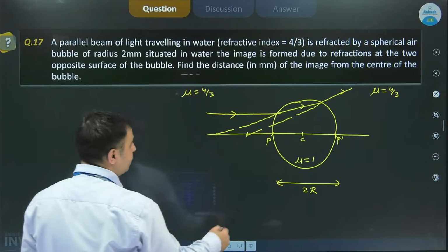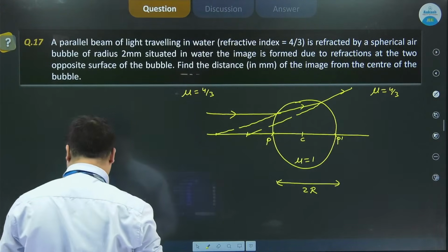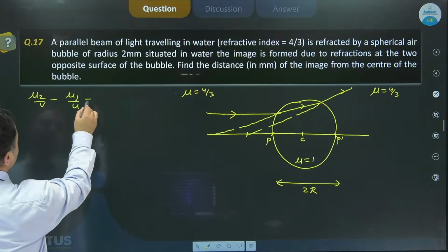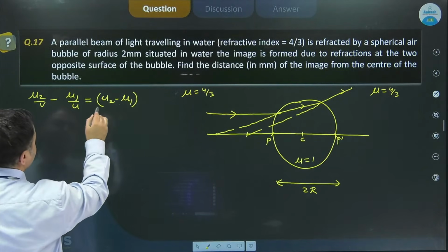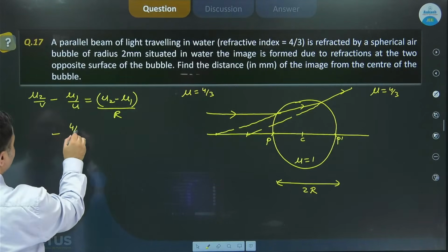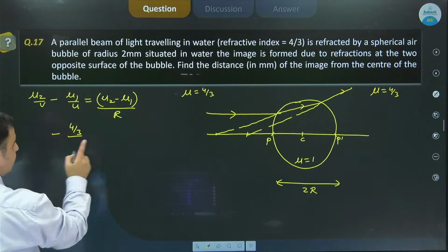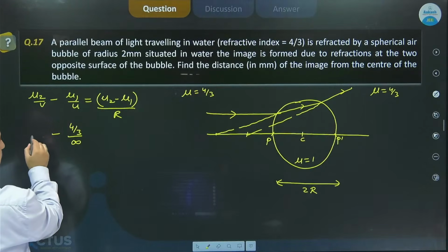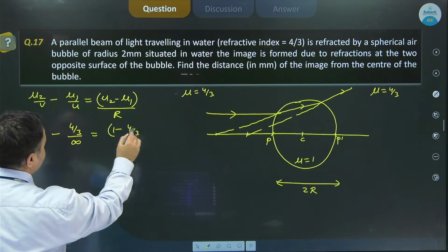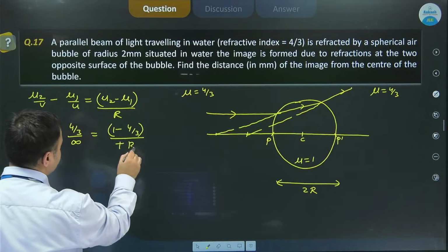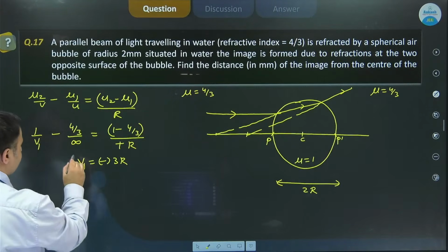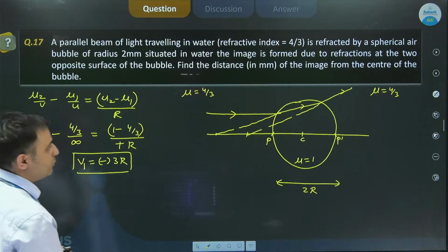Now apply the formula for refraction through a curved surface. So from point P first, mu2 by V minus mu1 by U is equal to mu2 minus mu1 by R. So incident rays are in 4/3, and they are parallel, so the object is at infinity, and mu2 is 1, and V, let's say V1, is equal to 1 minus 4/3 divided by R, and R is plus R. So on solving this, we get V1 is minus 3R. So from here the value of V1 will be minus 3R.